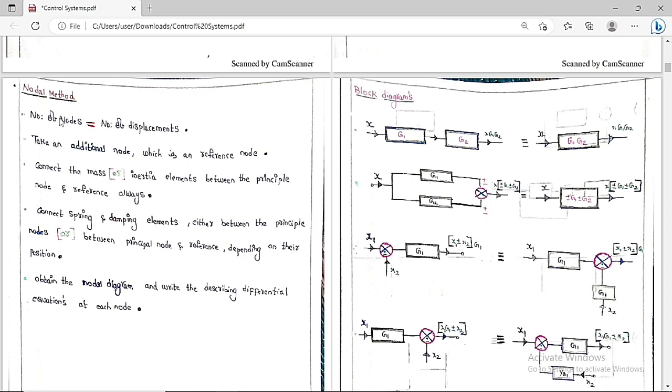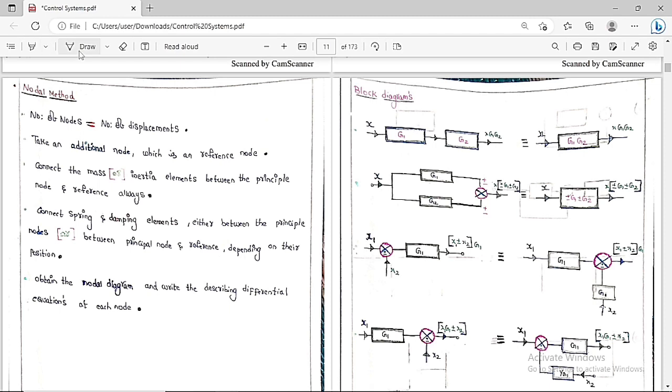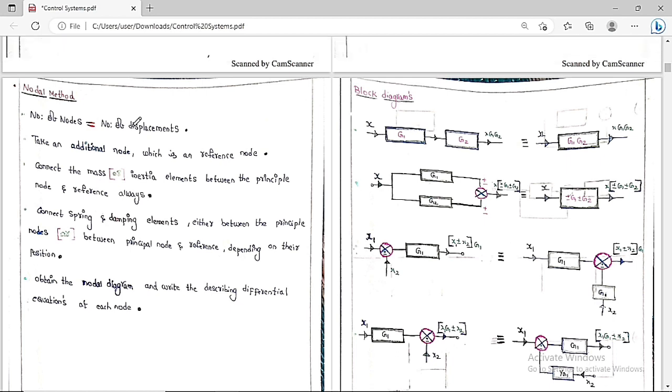We are going to discuss another concept, which is called the nodal method. See, in this nodal method, the basic principle is that the number of nodes is always equal to the number of displacements. So basically, if you see clearly, suppose some diagram is there.